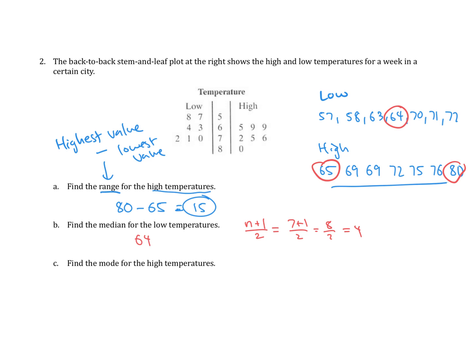And then the mode for the high temperatures, I'm looking at the leaves to see where I have a repeated digit. I've got 2 9s right next to each other, so those both represent 69, and that was the only repeated data value. So the mode, the one that shows up the most, is going to be 69.